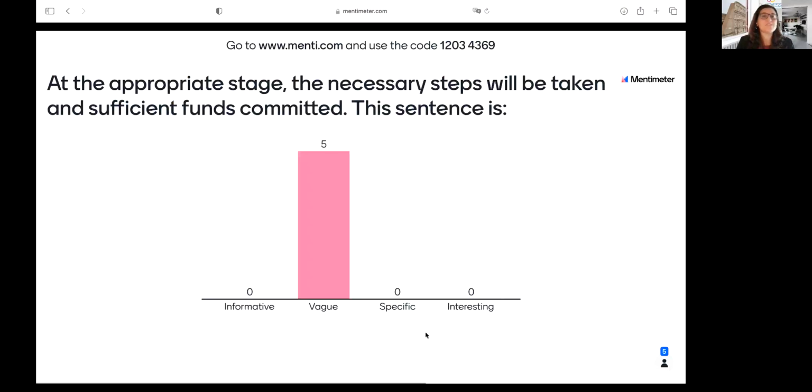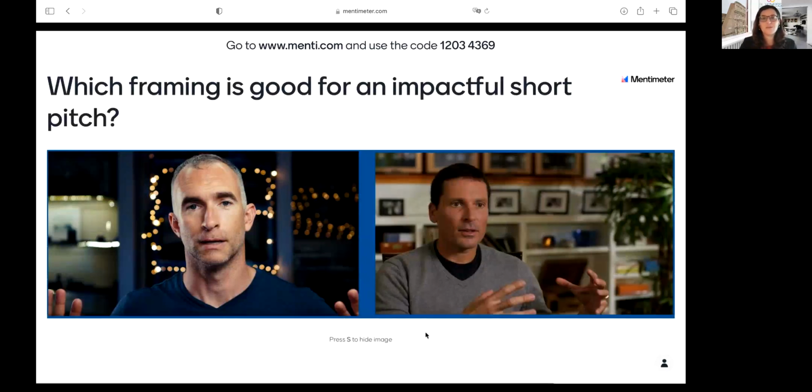The question is: "At the appropriate stage, the necessary steps will be taken and sufficient funds committed." Is this sentence interesting, specific, vague, informative? There's always space for interpretation, but this connects especially to the web writing part. So always try to substantiate what you write. You can transform this sentence: specify which stage, what the steps to be taken are going to be, and how much funding is expected to be committed. I agree with most of what most of you replied.